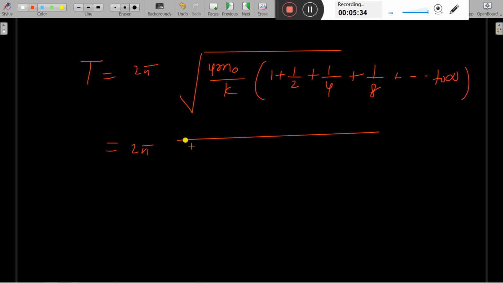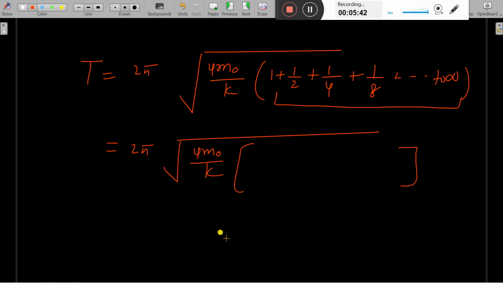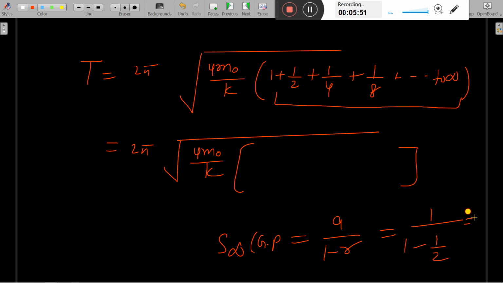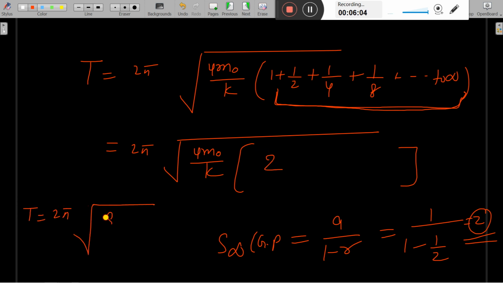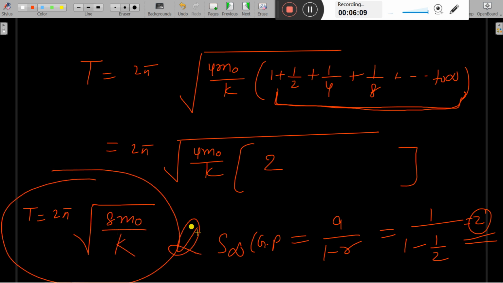2 pi under root 4 m naught over k, and what is this? It is a geometric progression, and we know the sum to infinite terms in a geometric progression is a over 1 minus r, where a is 1 and r is 1 by 2. So the answer is 2. So 1 plus 1 by 2 plus 1 by 4 to infinite is 2. So the time period comes out to be 2 pi under root 8 m naught over k. This is our required answer.